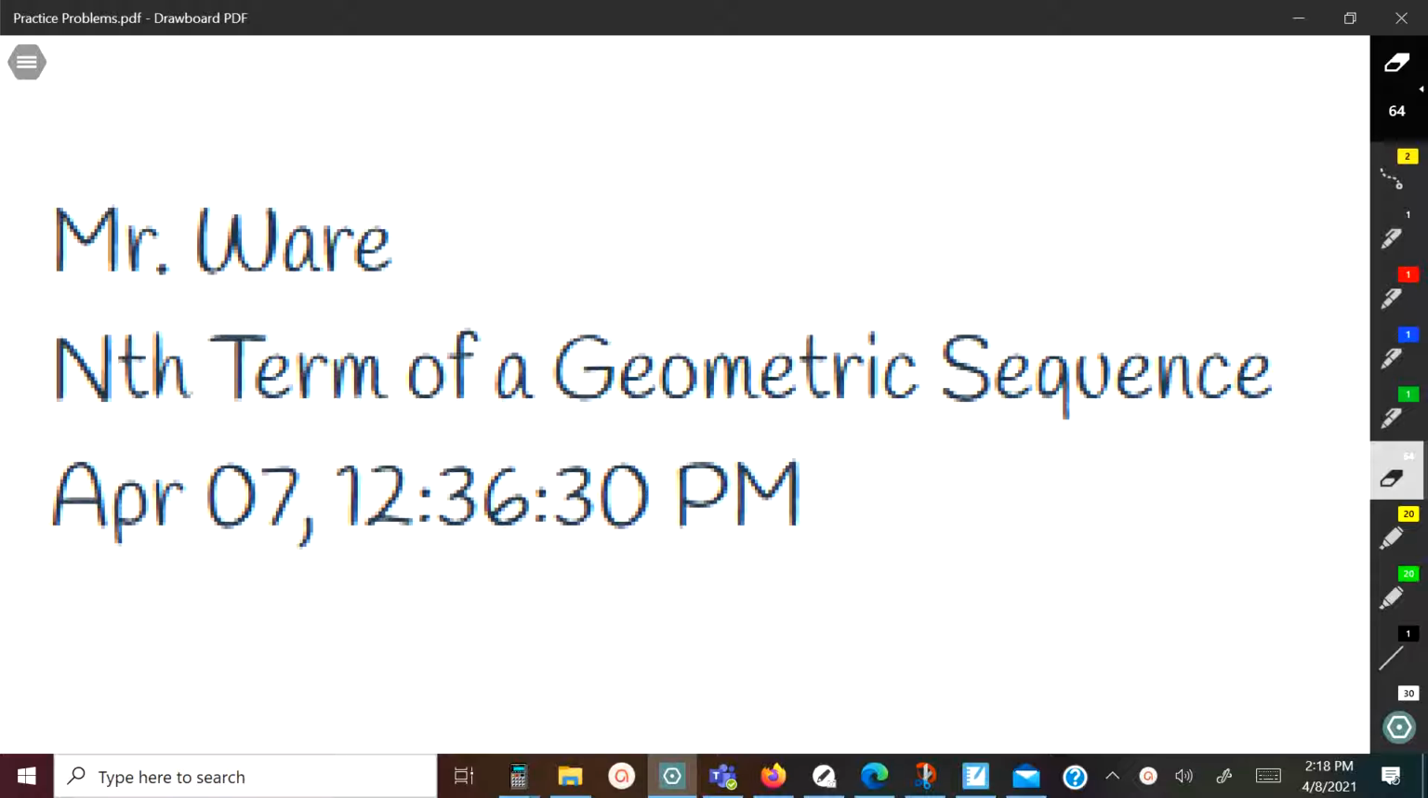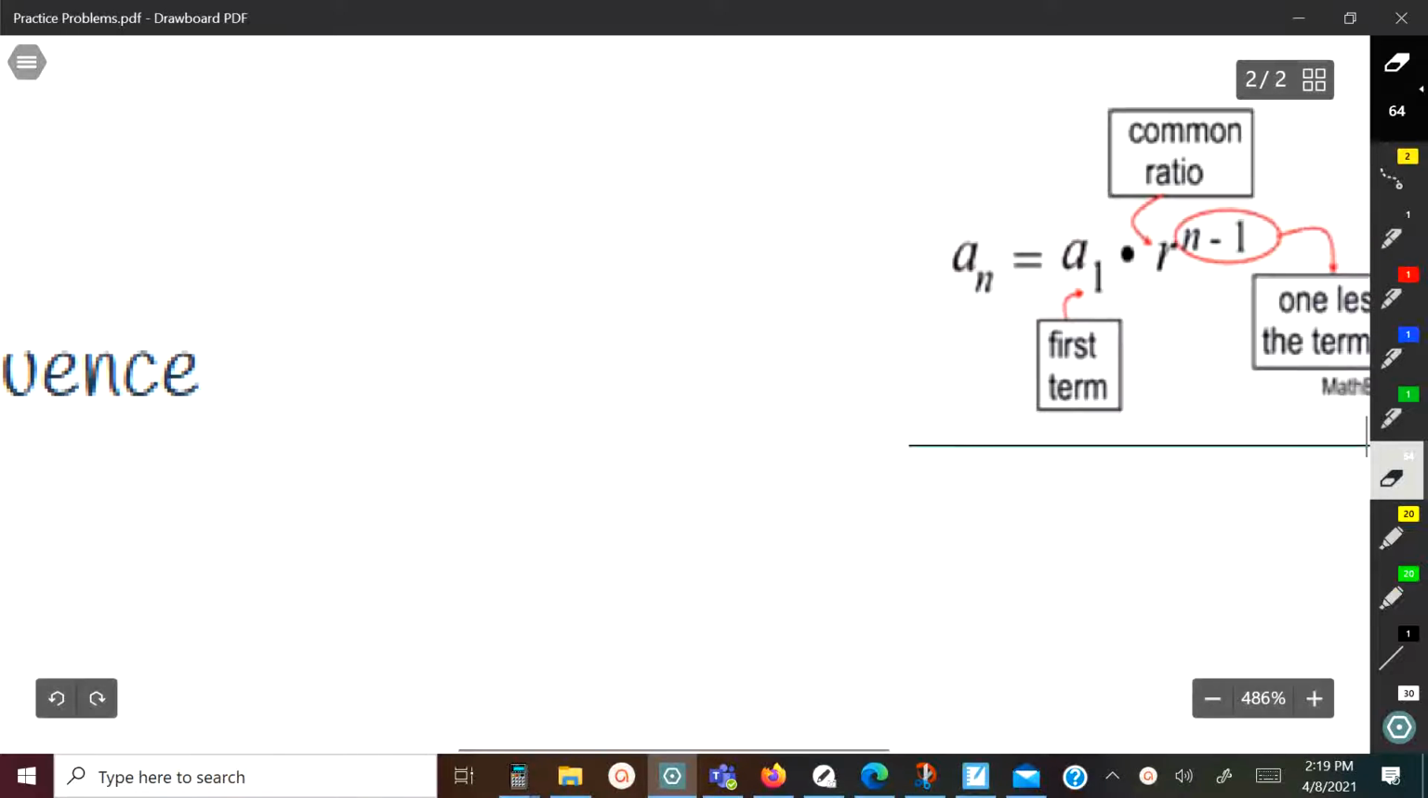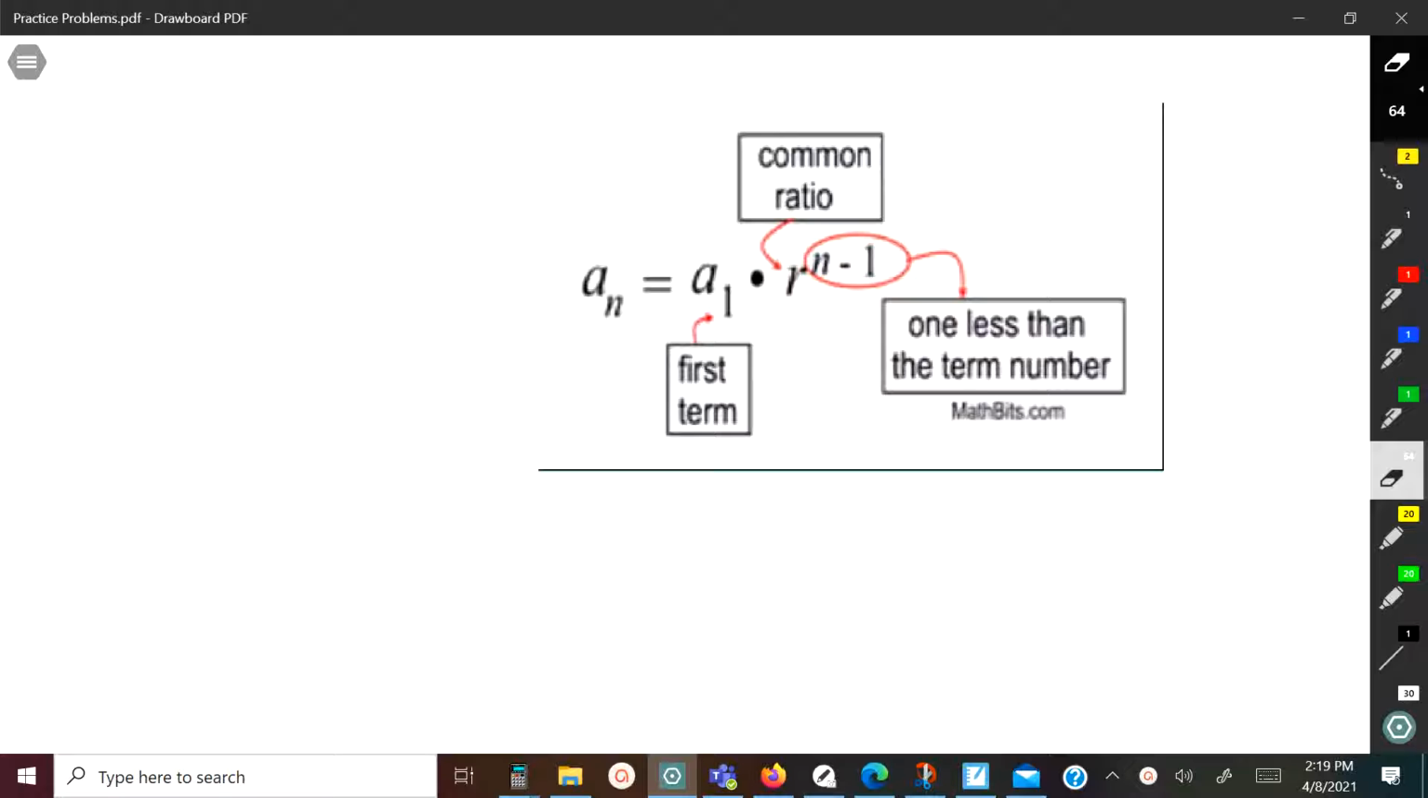Today we're looking at the nth term of a geometric sequence. In the previous video we talked about the nth term of an arithmetic sequence, but today we're looking at geometric. The difference between the two is that geometric deals with the common ratio. You have to find the common ratio, and once you do, you plug it into this formula here.